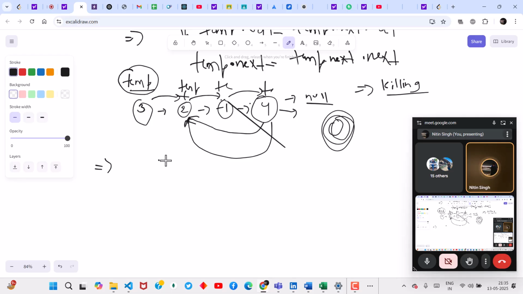If I'm doing the same thing again and again, I won't be able to find my answer. First, I won't be able to exit my iteration. Second, I won't be able to end my iteration. So I would end up killing my resources.